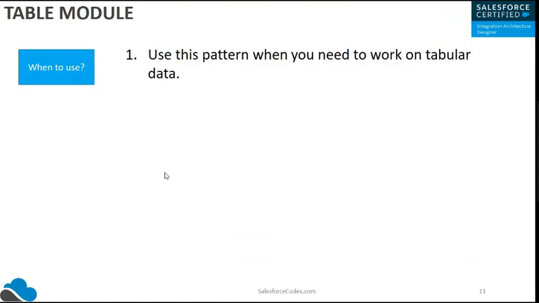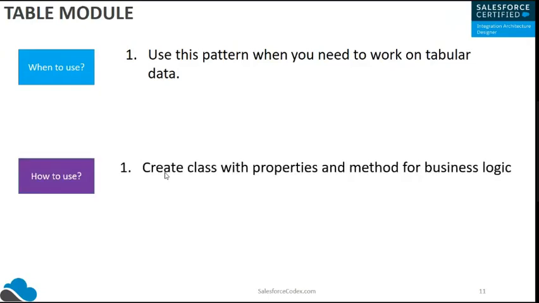Now, where should we use the table module? Because this pattern returns tabular data, we should go with this pattern where you need to work on tabular data, like when you are getting data in or showing data in a table. Normally we also use it in a Lightning data table. On that kind of concept we can go with the table module because it works on tabular data.